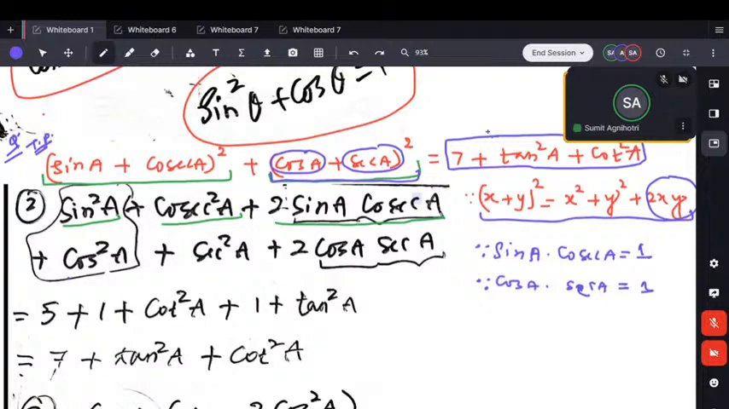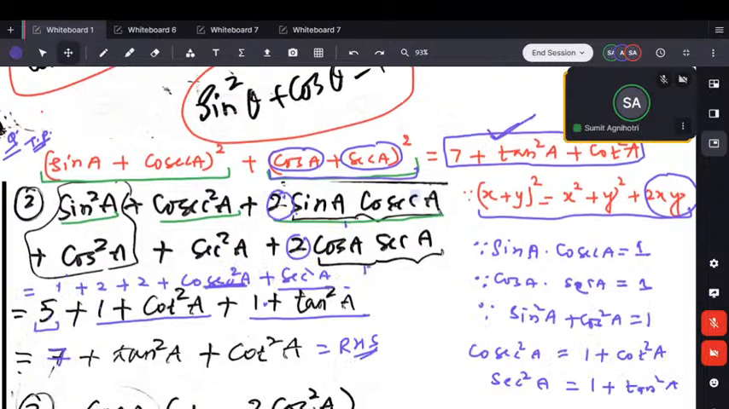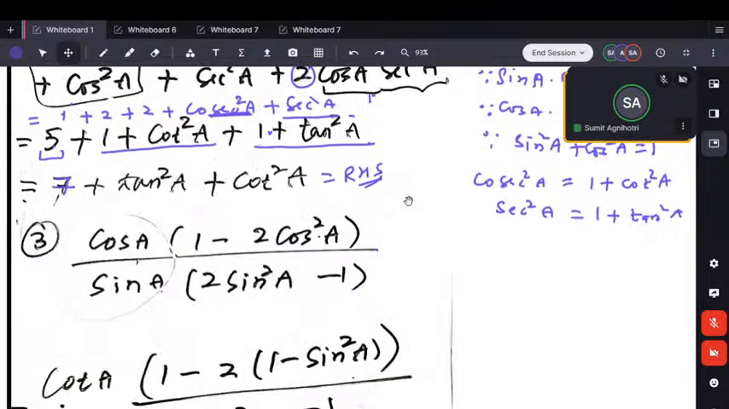Is it clear to all of you? Let me know that first. Is it clear to you? Okay. If you are okay with this solution, I can now proceed with the third question.